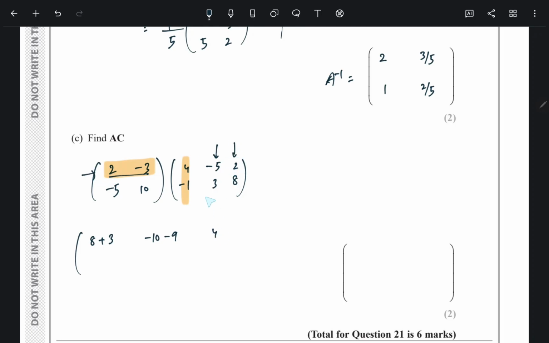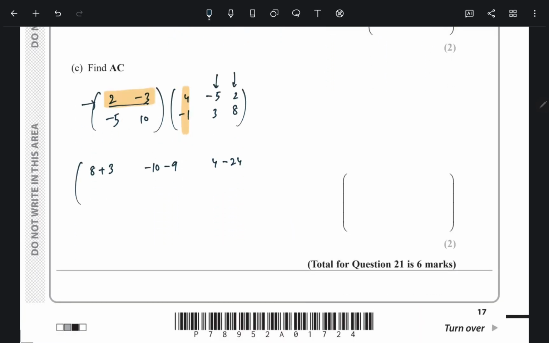2 into 2, that's 4. 2 into minus 3 into 8, that's going to be minus 24. Now, we multiply all the columns with this row. Minus 5 into minus 5 into 4, that's negative 20. 10 into minus 1, that's minus 10. Minus 5 into minus 5, that's 25. 10 into 3, that's 30. Minus 5 into 2, that's minus 10. 10 into 8, that's plus 80.